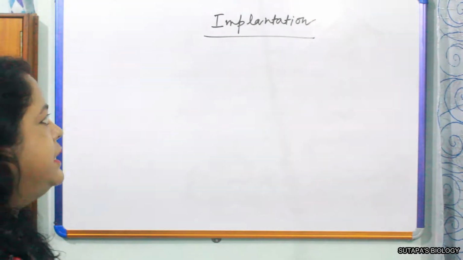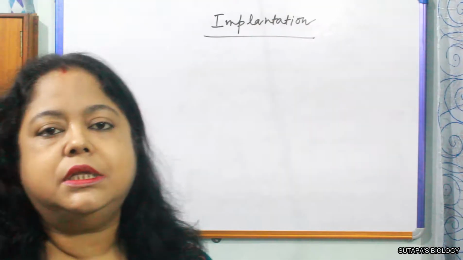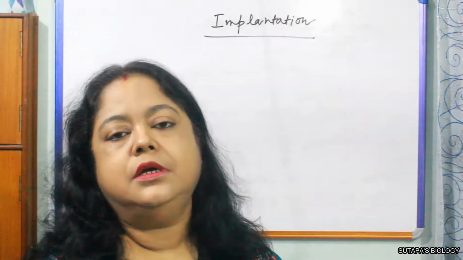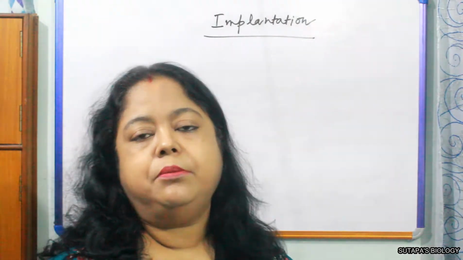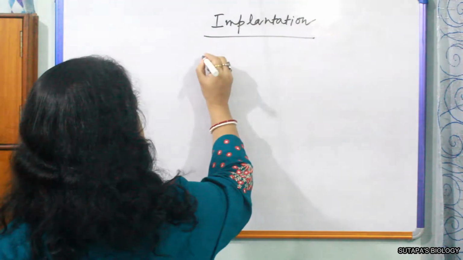Now in implantation, the developing embryo in the 16 to 32 cell stage is known as the blastomeric condition or blastocyst, which is known as blastomere or blastocyst.